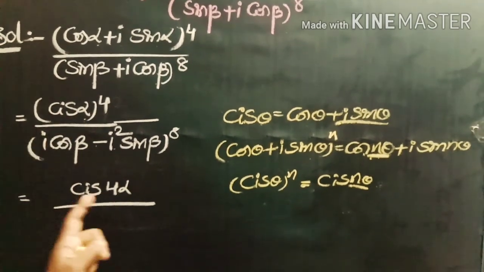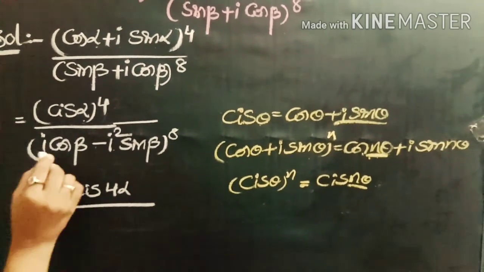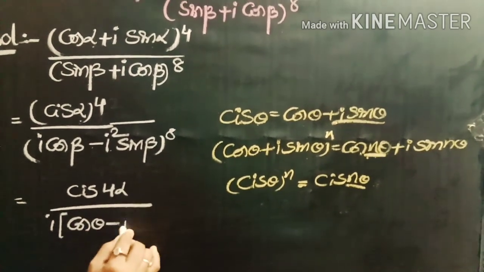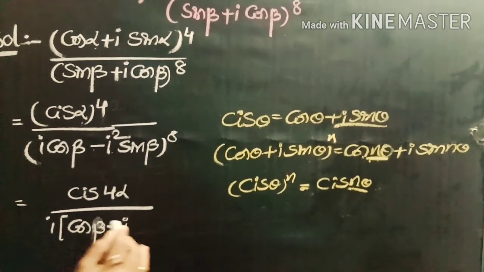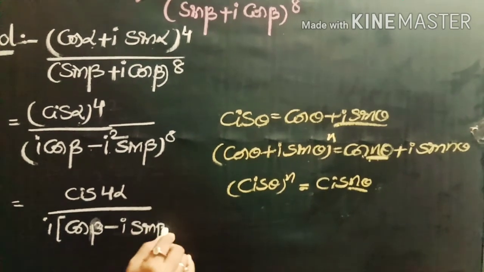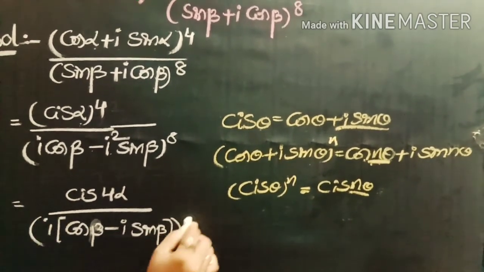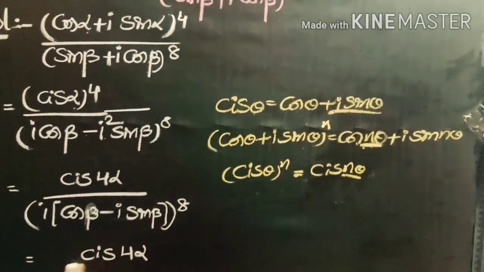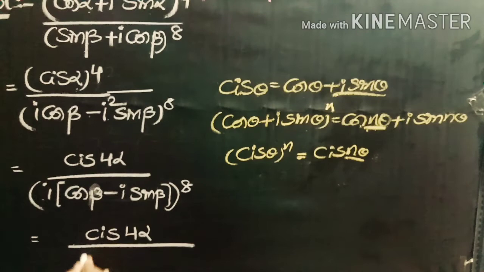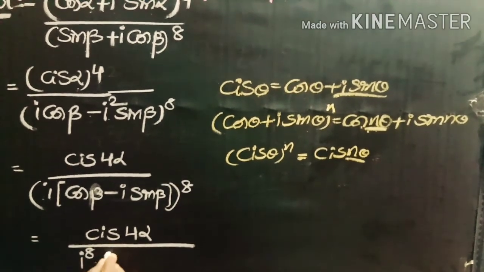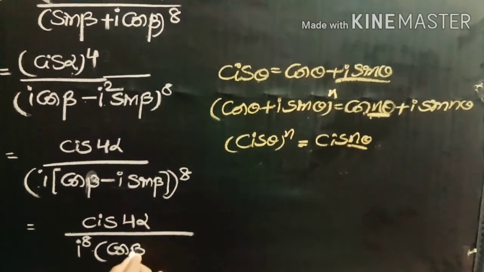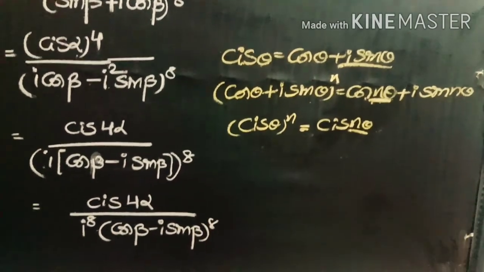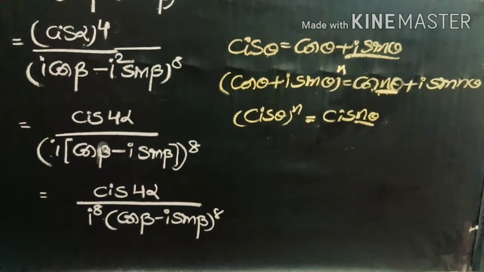So this becomes cis of 4 alpha by, now taking i common here, i into (cos beta - i sin beta)^8, and this is equal to cis 4 alpha whole by, separating the power to both of the terms, i^8 into (cos beta - i sin beta)^8, and this is equal to, now here the next formula.